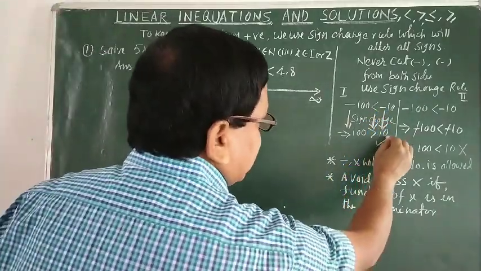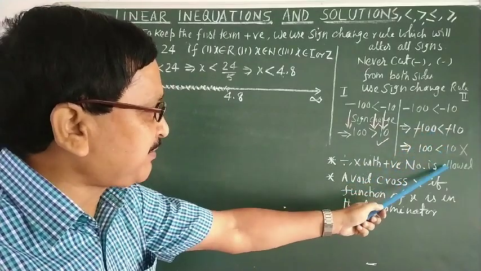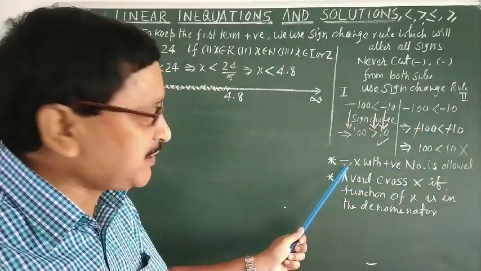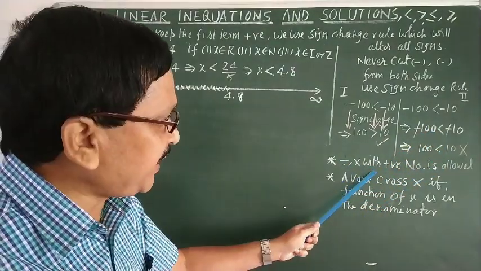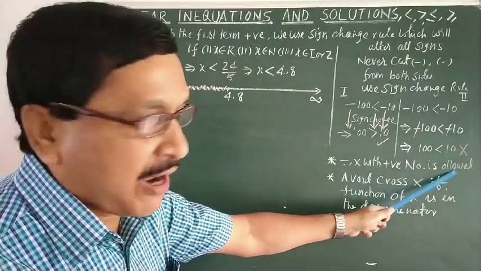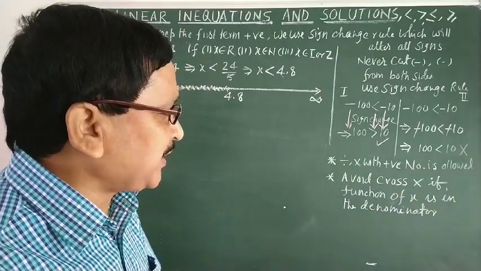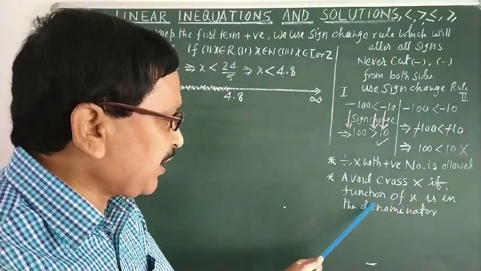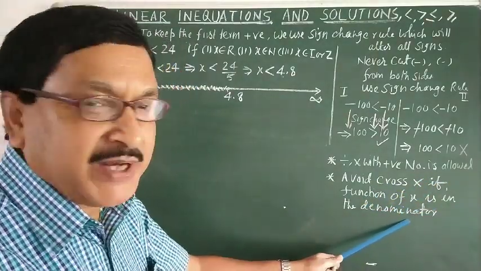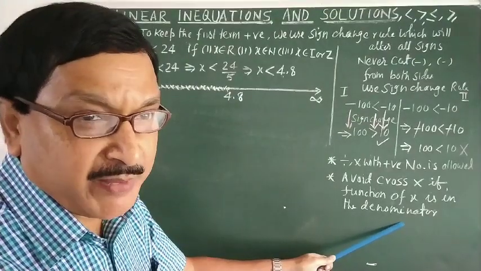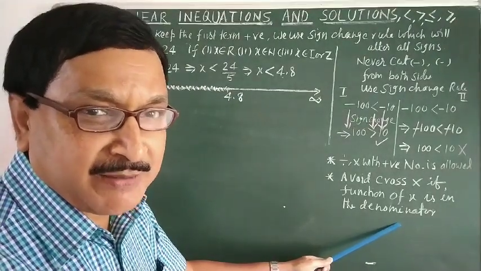So this is correct. So never cut minus minus from both sides, whereas division and multiplication with a number is allowed. If a number is there, avoid cross multiply. If a function of x is in the denominator, never do cross multiply.